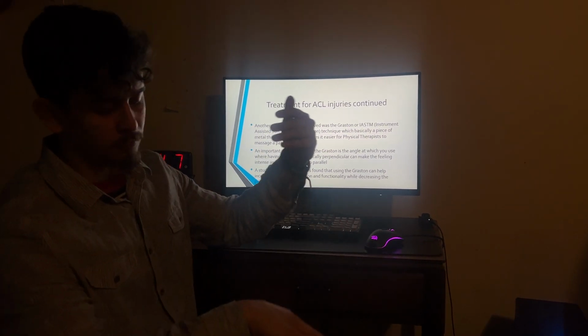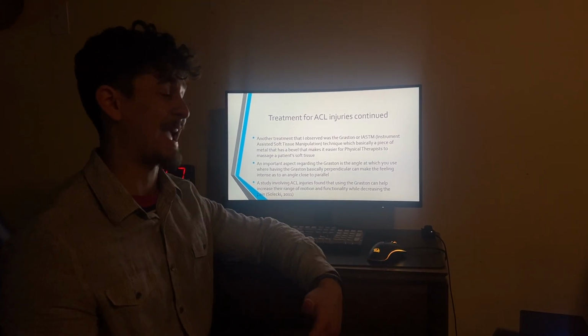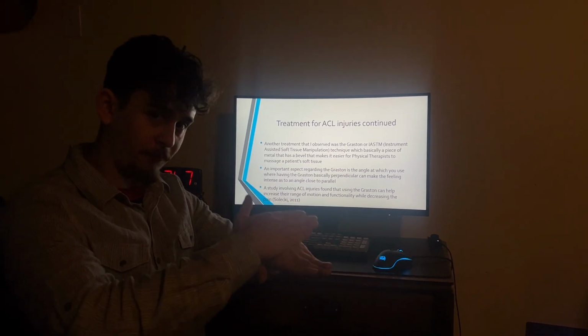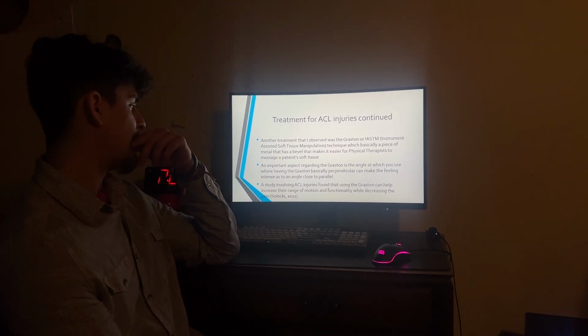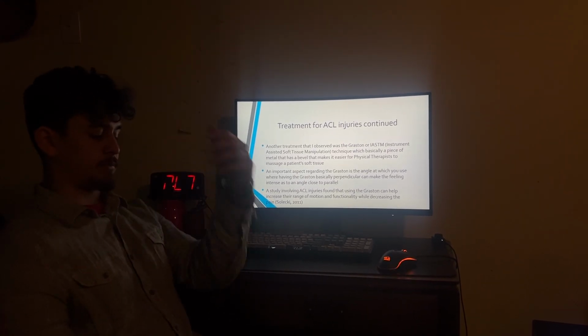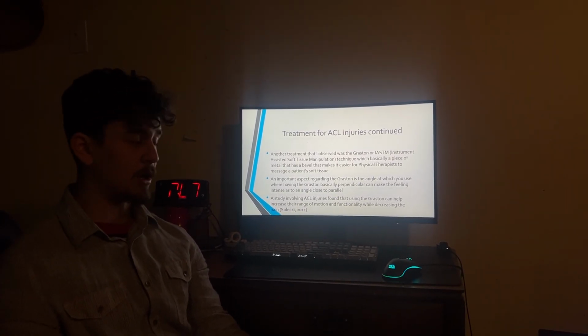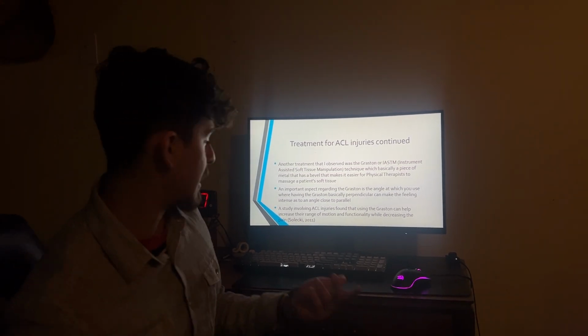And this could be related. They bring this up because some patients can handle the Graston there, some can't. They prefer it with less pain. It's all up to the patient. And these Graston treatments, massages, can help increase the range of motion and functionality of an ACL injury while decreasing pain.